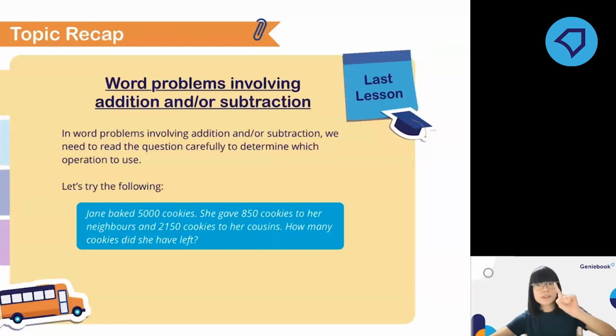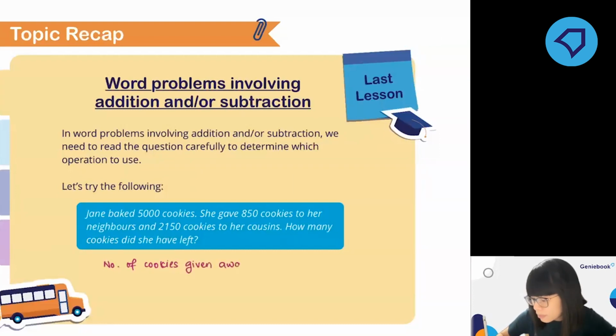So I'm going to do the first step. Okay, some of you say minus, minus. Some of you say plus then minus. I will do the plus then minus, okay? So I want to find how many cookies she gave away. So I'm going to write number of cookies given away. So can you tell me which two numbers should I add or which two numbers should I subtract if I want to find the number of cookies given away?